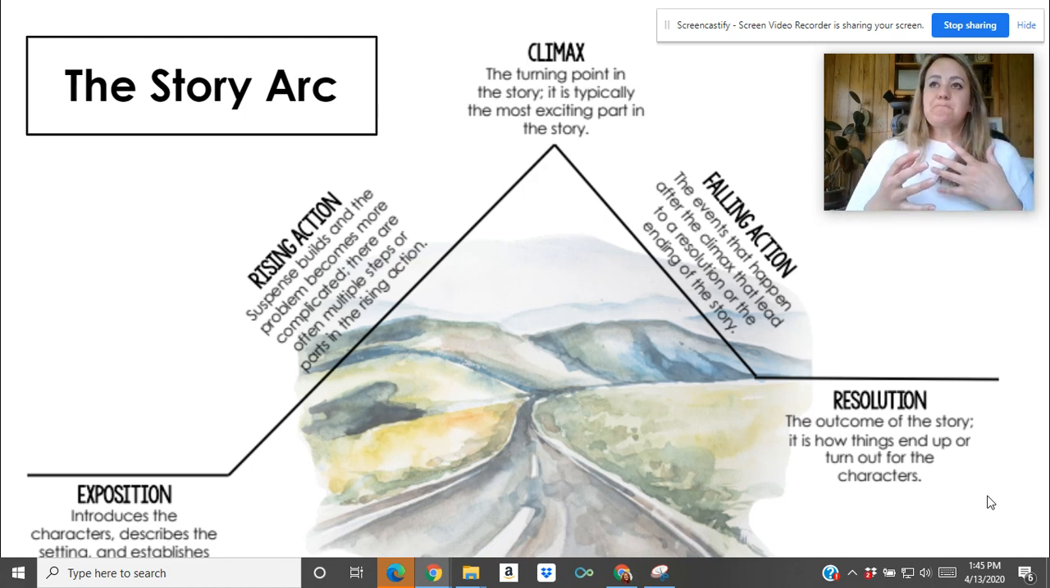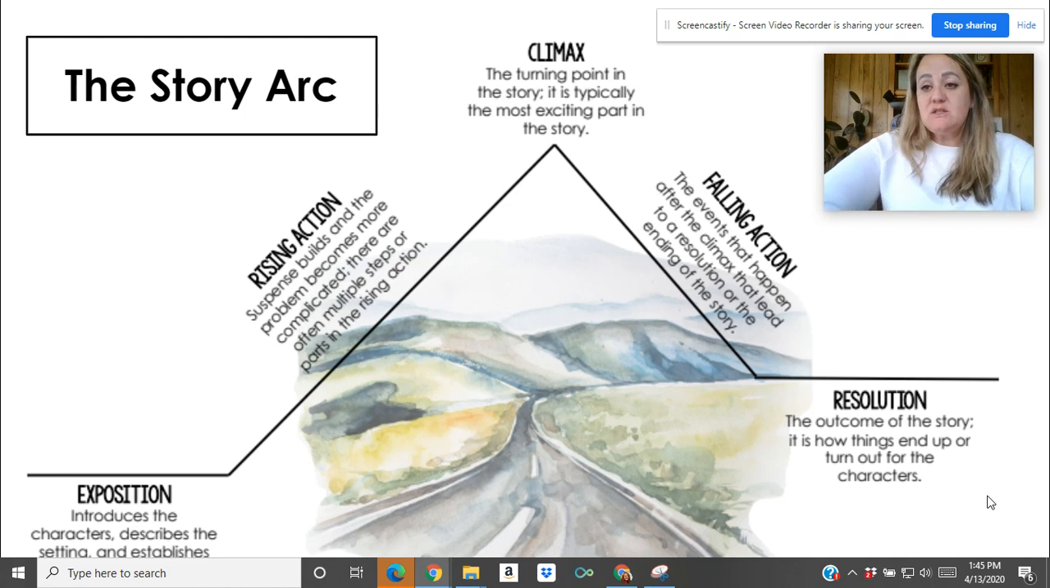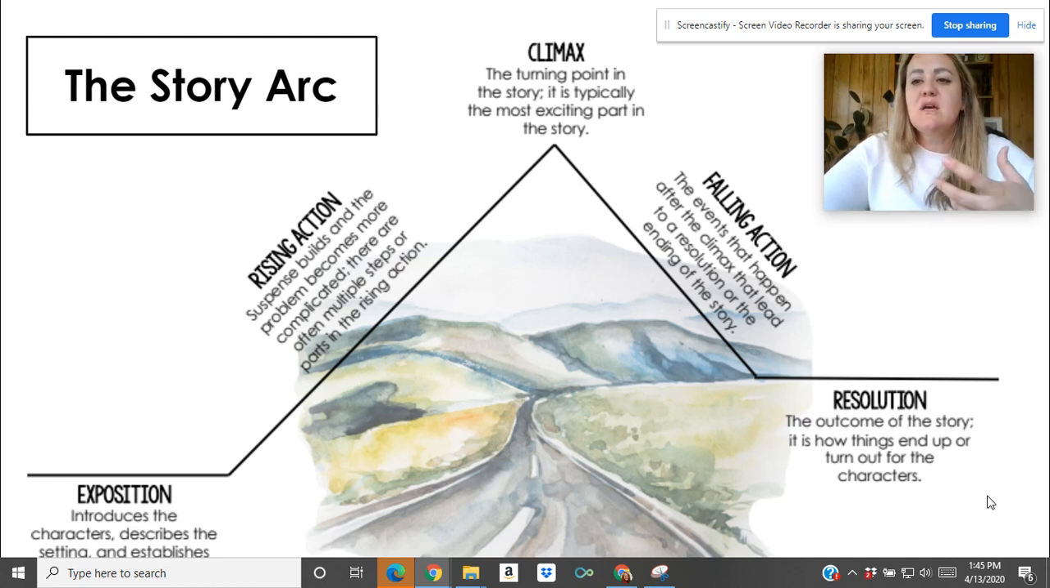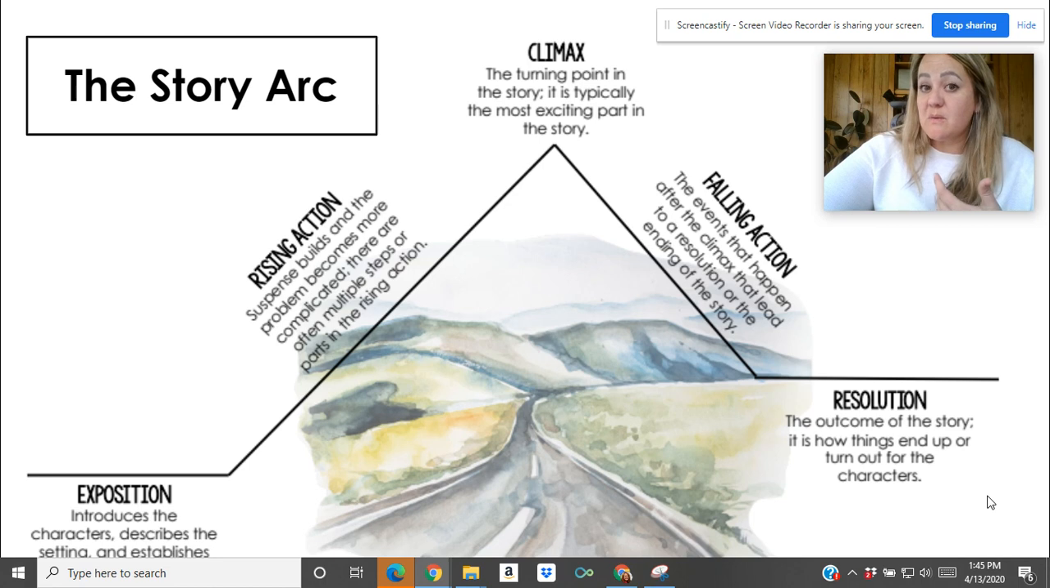So when we read Fish in a Tree, the exposition piece is where we meet Allie, and we find out that a lot of this is taking place at school, and we start meeting some of those classmates. We meet her mom. We find out she's struggled in school for a long, long time. And she's kind of a smart aleck, and she uses that humor to try and hide the fact that she struggles a lot in school. So that's that exposition piece.